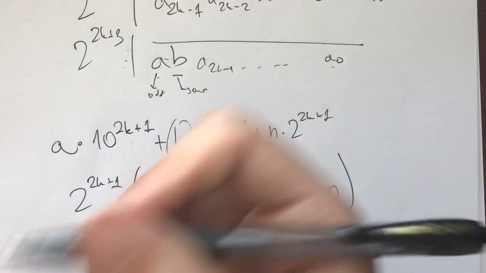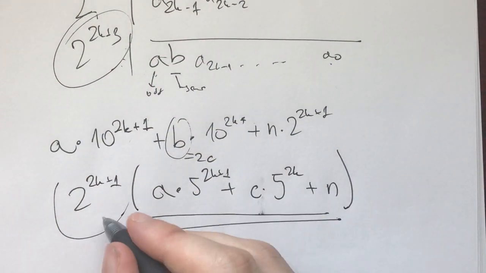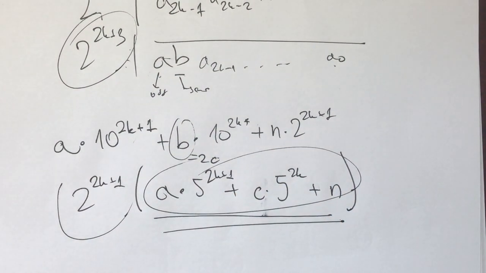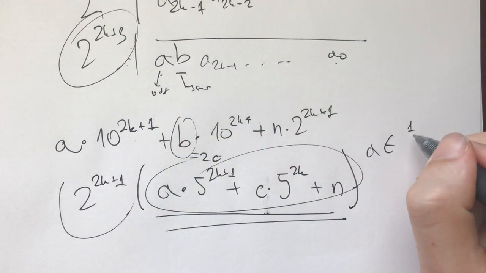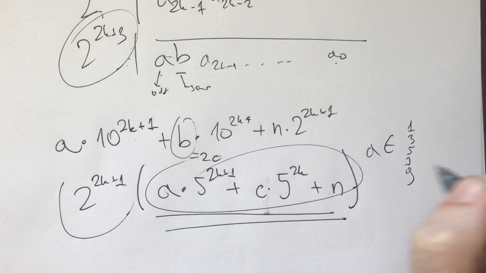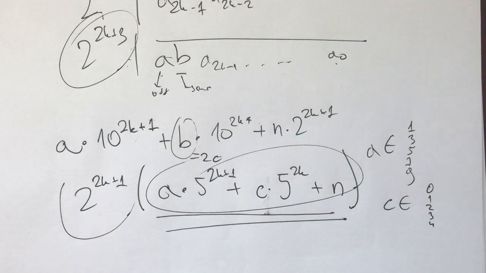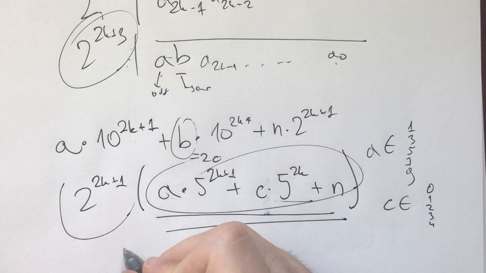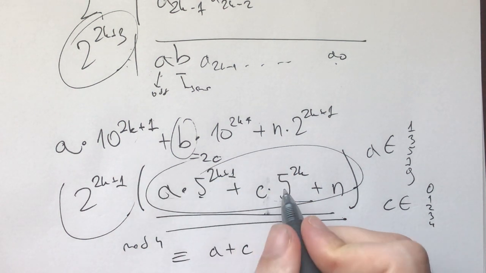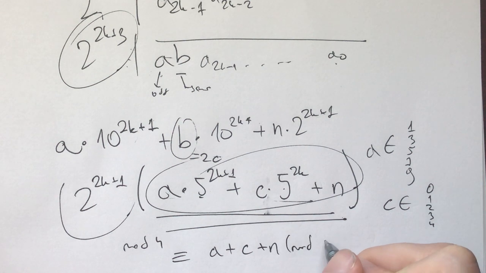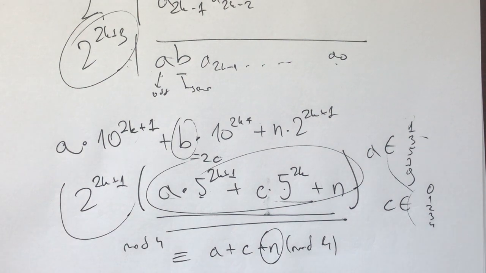And what do we need to complete our induction? Well, this whole number needs to be divisible by this, so we need this thing right here to be always divisible by 4, that we can always pick. So a is an element of what? It's odd, so it's either 1, 3, 5, 7, 9, and c is one of 0, 1, 2, 3, 4. So now, what is this number modulo 4? Modulo 4, this number is congruent to a plus c, because this is 1, plus n mod 4. So we need to show that no matter what our n, we can choose an a and c such that this is divisible by 4.